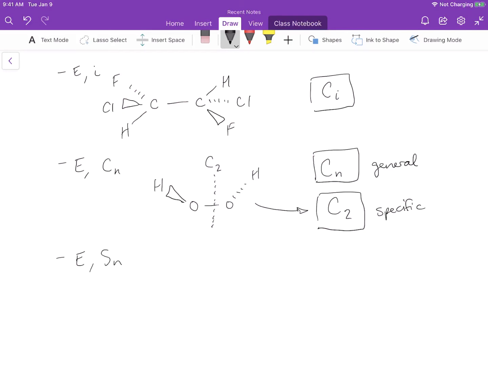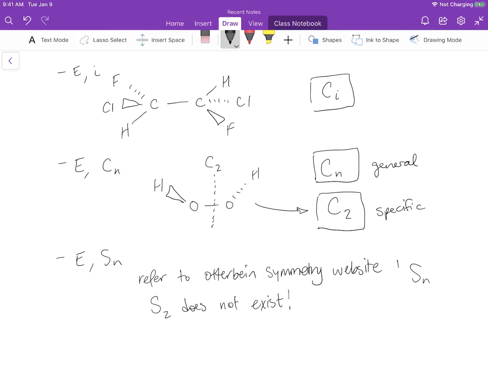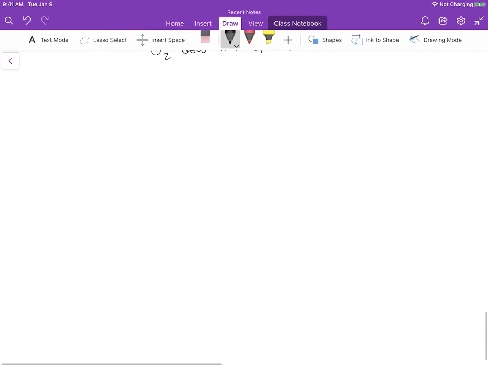I'm going to refer you to Otterbein's website to see examples of this. So you can imagine this is not very common. One note on this is that S2 does not exist. And so the point group is S sub N. Then you can imagine it's actually far more common that we have more symmetry elements. And so the last class have many symmetry elements.